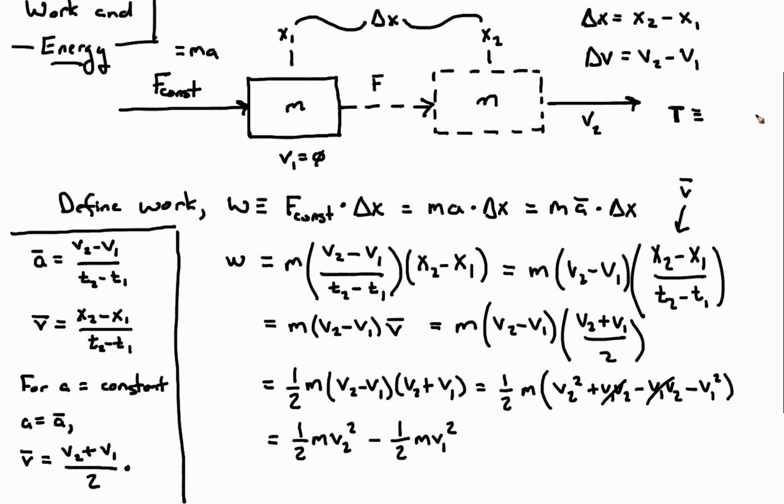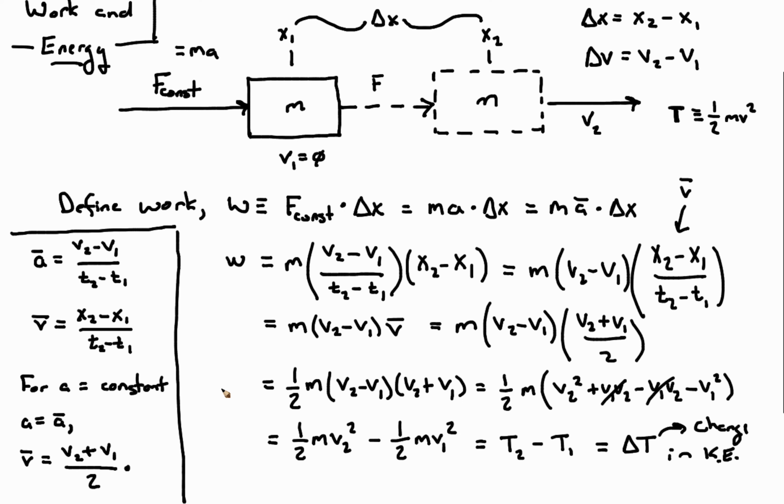And we're going to make this definition that's just going to be 1/2 the mass times the velocity squared. And so this would be 1/2 the mass times the velocity 2 squared. So that's going to be equal to T2. And then this is minus 1/2 the mass times the velocity at position 1 squared, and that's just going to be minus T1. Okay, and that's going to be equal to delta T, which is the change in kinetic energy.